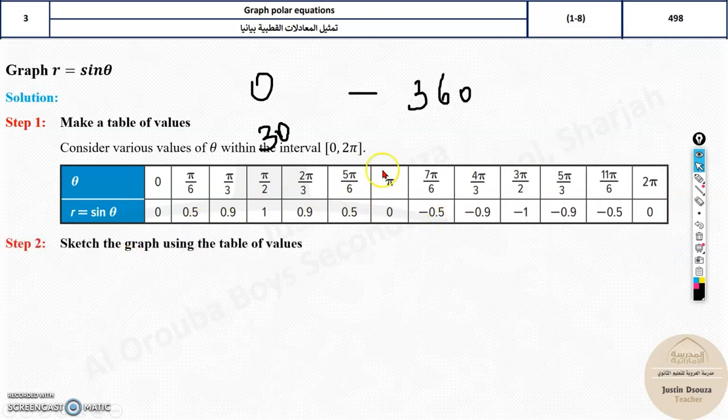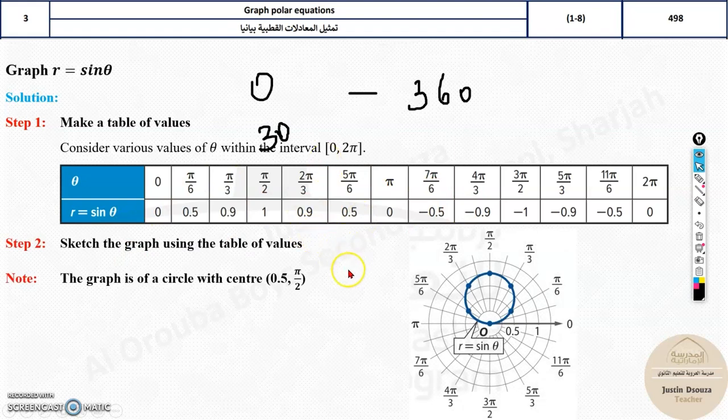And now once you have the x and y values, you can graph. How do you graph? You need to start now over here. 0 is 0, so that means over here you start with 0 and 0. Now at 30 degrees, this is pi by 6. What is the value? It's 0.5. So this is the 0.5 over here at 30 degrees. Now what about 60 degrees? That's 0.9, so it's somewhere over here. It's 0.866. And then pi by 2 is 90, it's 1.